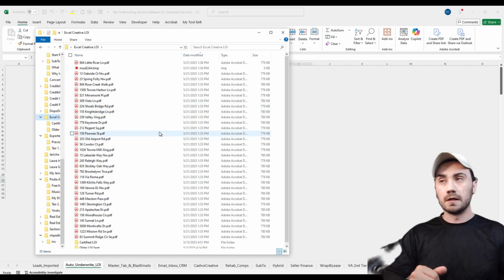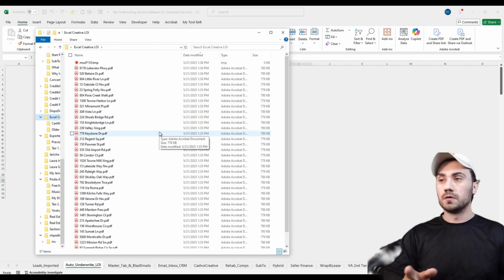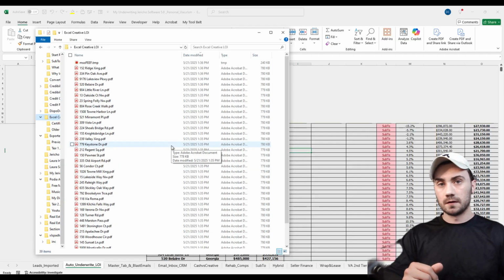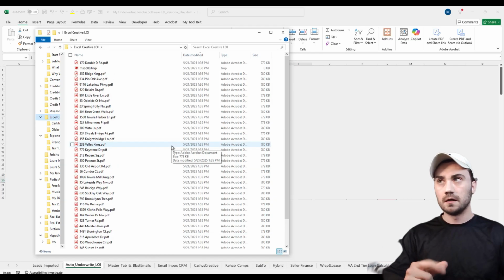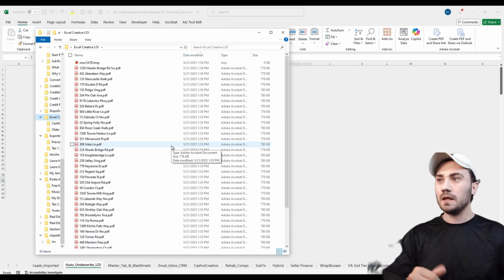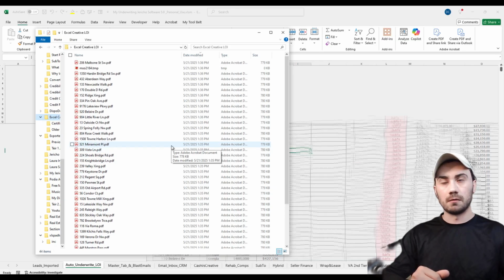So once this is completed, then what we're going to do is we're going to go into our master tab and blast emails, and we're going to certify these LOIs. So you'll see that in just a second. That will be super quick, probably about 1 minute or so. And then we'll be ready to do an email blast.